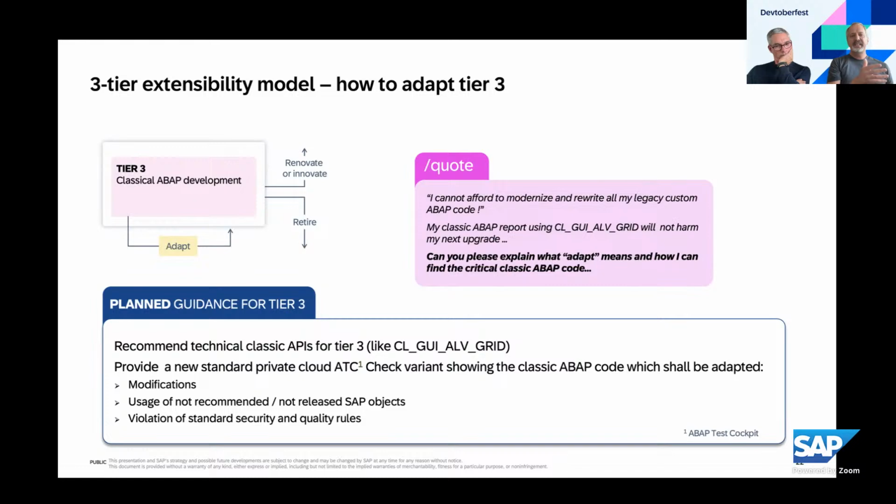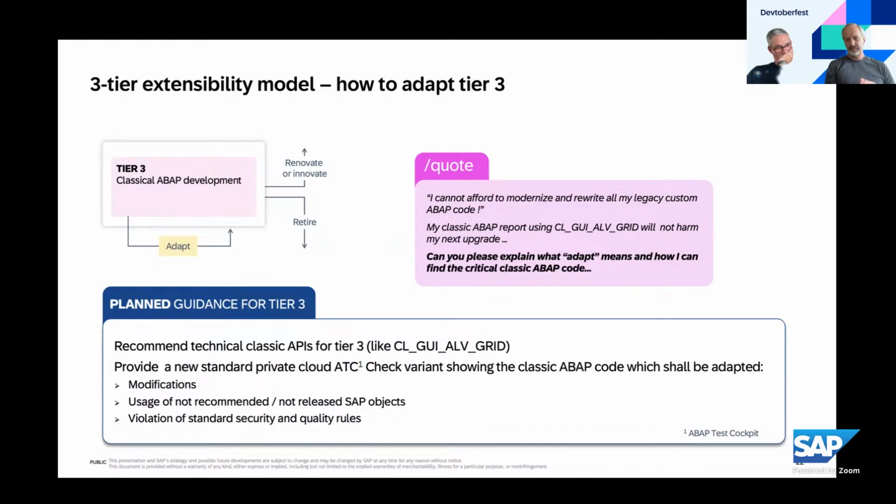And then you will not see any additional errors for those de facto classical APIs which we have in the stack. Second, we plan to create a standard private cloud ATC check variant, a test cockpit check variant, which shows you exactly those code snippets which you should adapt first.